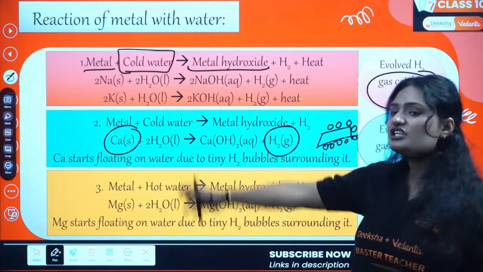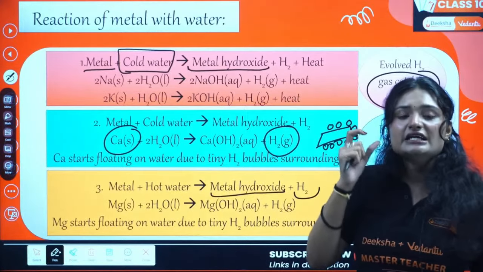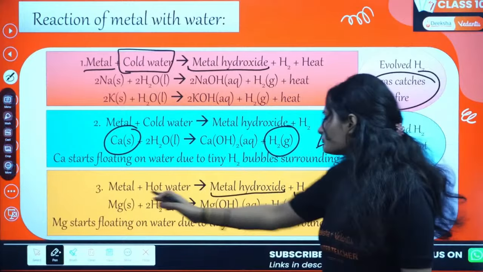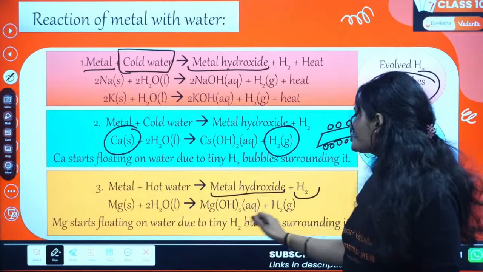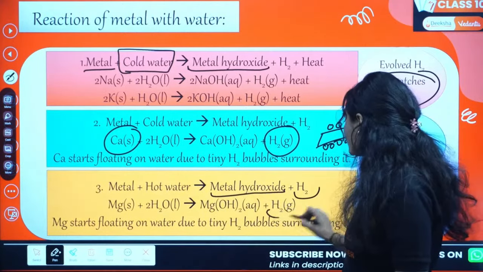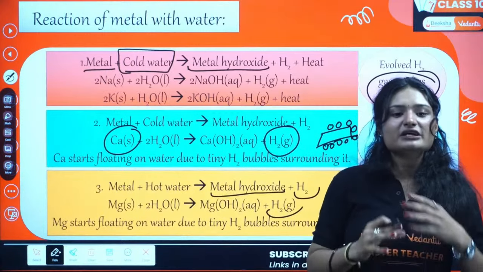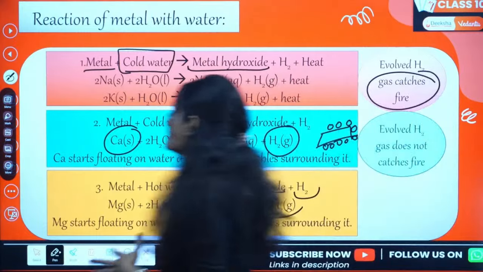Why? Because magnesium is much less reactive. As we are moving down the reactivity series, the metals are getting less reactive. So magnesium combined with hot water, and we get magnesium hydroxide plus hydrogen gas evolved. Again these hydrogen bubbles will help. What will they do? They will make this magnesium float on water.